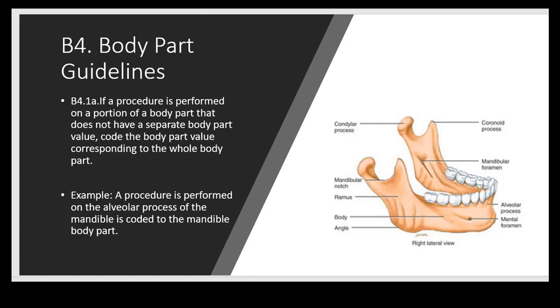B4.1a says if a procedure is performed on a portion of a body part, and that portion of a body part does not have a separate body part value, you're going to code the body part value that corresponds to the whole body part. Instead of the portion, you're looking at the whole body part. So the example that's given is a procedure is performed on the alveolar process of the mandible. The mandible is the bone in the lower jaw. You can see in the diagram here, this is your mandible here, and the alveolar process is labeled right here. So you're going to code the mandible as your body part because there is no body part value for the alveolar process.